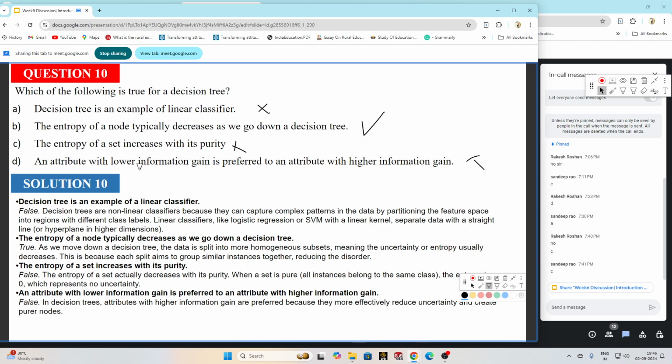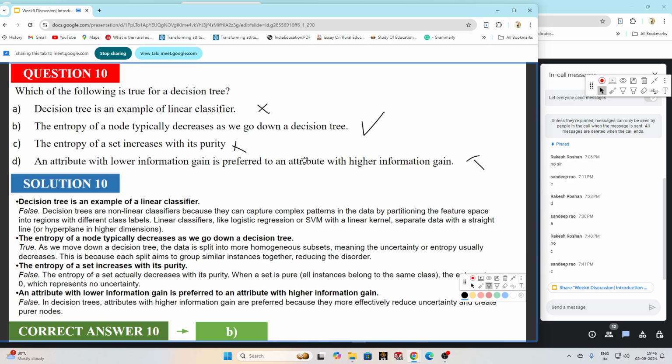And last, I have already told you, the higher the information gain, the more preferred your attribute is for splitting compared to one with lower information gain. So option D is also false. So option B is your correct answer.